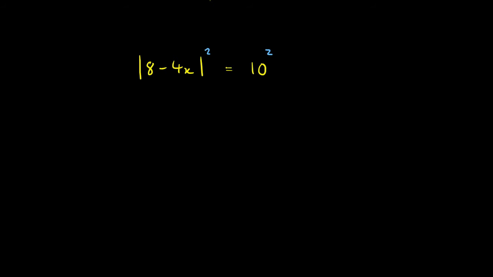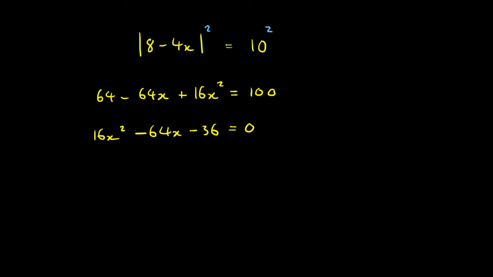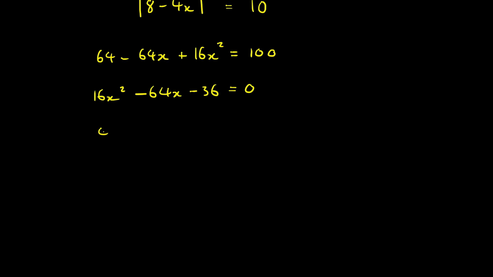Okay, so if I expand this, I'm going to get 64 minus 64x plus 16x squared is equal to 100. And that will give me 16x squared minus 64x minus 36. And I think I can divide that through by 4. So I get 4x squared minus 16x minus 9 is equal to 0.